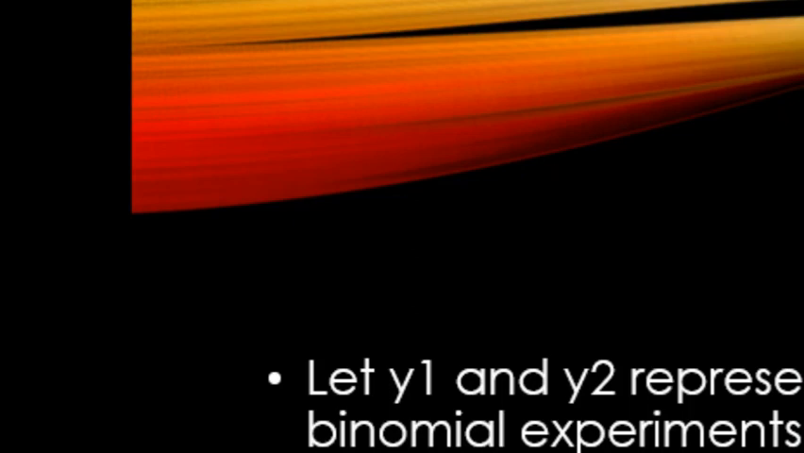Y1 is the number of successes in the first experiment out of N1 trials. Y2 is the number of successes in the second sample with N2 trials. So N1 and N2 are the sample sizes, and Y1 and Y2 are the number of successes. We would like to estimate the difference P1 minus P2, where P1 and P2 are again binomial parameters, the proportion of successes in the population. For each sample, the proportions of successes are P1 hat and P2 hat, Y1 divided by N1 and Y2 divided by N2.